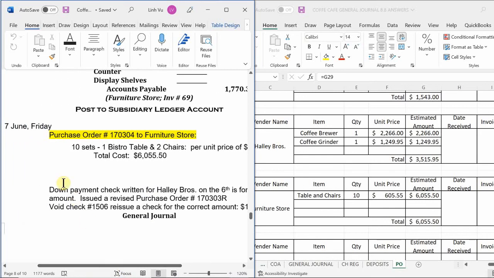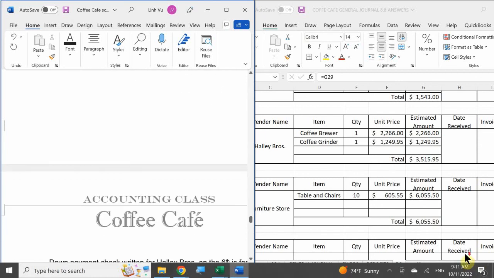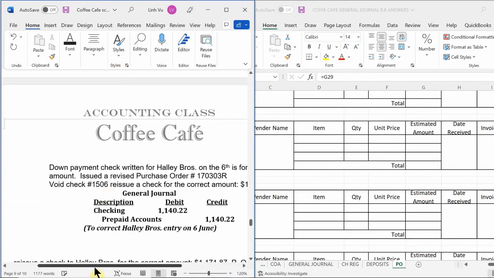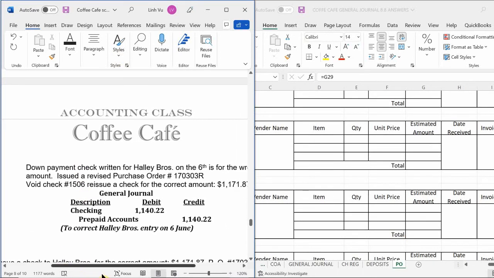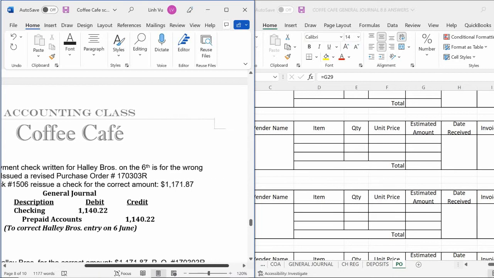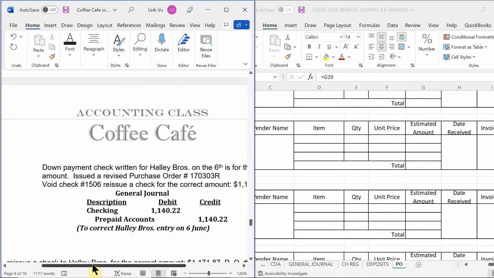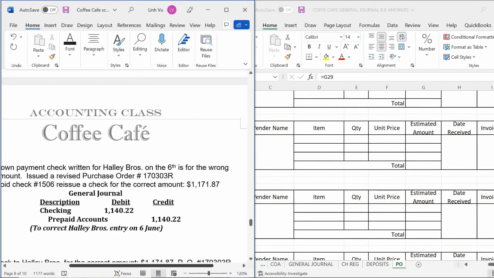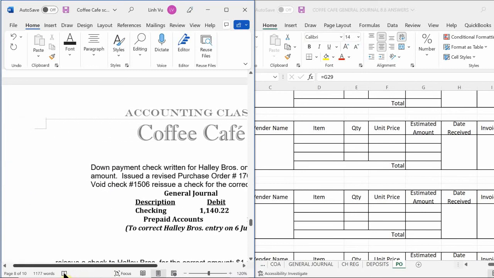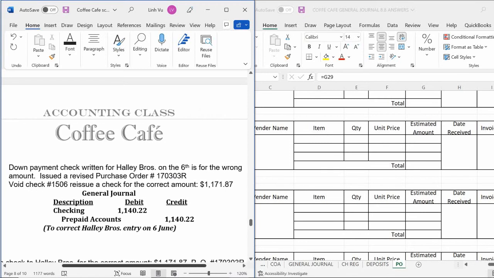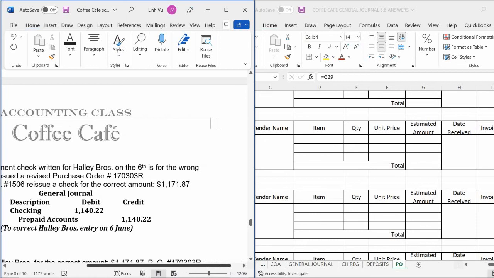So it says here, let me go ahead and just push this forward so I can see it better. Okay? It says here that my down payment check written to Hallie Bros on the 6th of June was for the wrong amount, right? So again, I need to issue a revised purchase order number 17303R, all right? And I need to void the check number 1506 and reissue a new check for the correct amount. So in this case, whoever did the calculation didn't calculate it correctly, right? They were off by 30 something dollars.